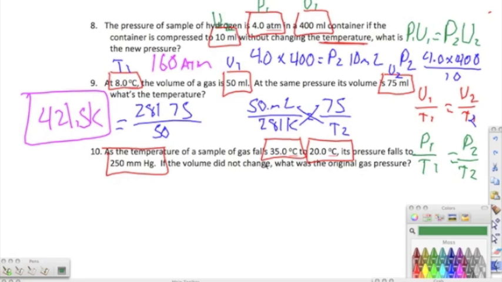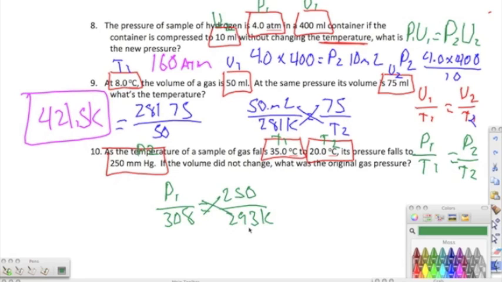Okay, go ahead and label everything. Our original temperature is going to be T1, which is right here. Here's our T2, and this is going to be our P2. Set everything up, and remember, change our temperatures into Kelvin. And what we're going to have is P1, which is what we're searching for, over our temperature of 308, which equals our pressure, which is 250 millimeters of mercury, over our 20 degrees Celsius, which is 293 Kelvin.